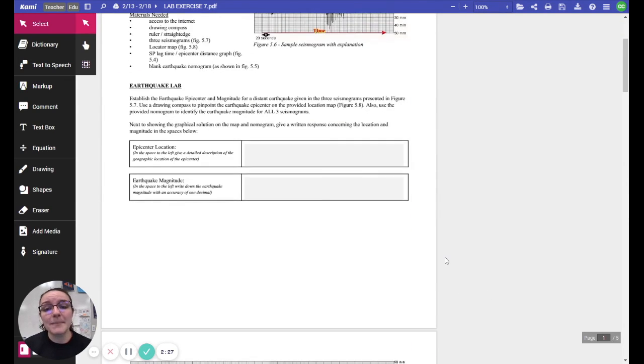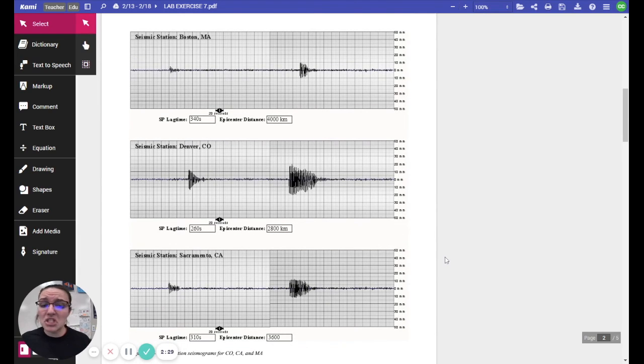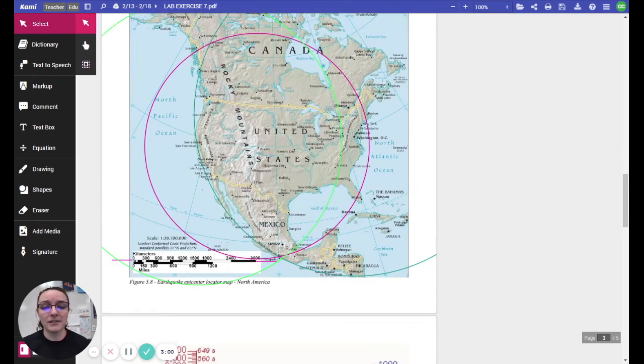Now I want to find its magnitude. I'm going to pick just one of these. It doesn't matter which one because they are all referencing the same earthquake, but I'm just going to pick one of them. I'm going to look at the seismic station in Denver, where I've got a distance of 2,800 kilometers. The other thing that I need is the height, the maximum amplitude of the S waves. So if I look on the side, I've got a scale and it shows that the maximum amplitude of this S wave is 20 millimeters.